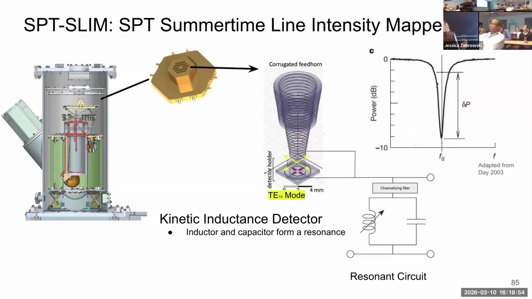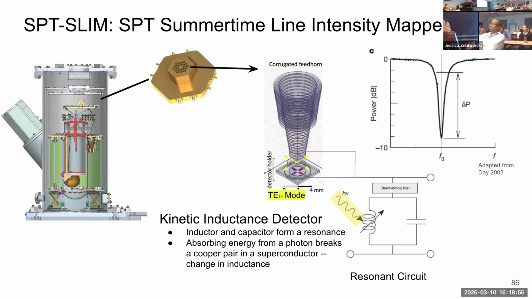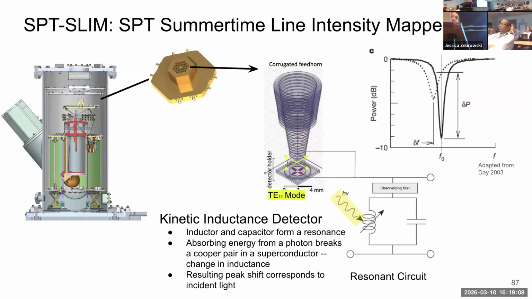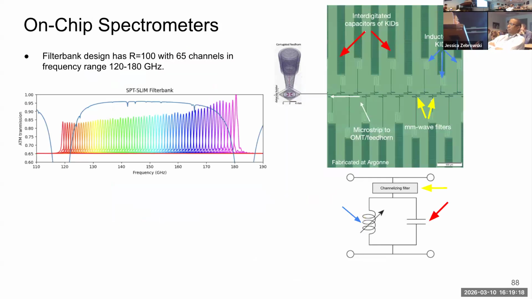And this is called a kinetic inductance detector because when light from a photon is absorbed, it breaks a Cooper pair in the superconductor, changing the inductance. And that results in a shifting of the peak. And the shifting of the peak is what we measure as our scientific signal. The amount the peak shifts tells us how much light there is at a certain spot of sky that the telescope is pointed to. And this is how you get this line intensity mapping measurement.